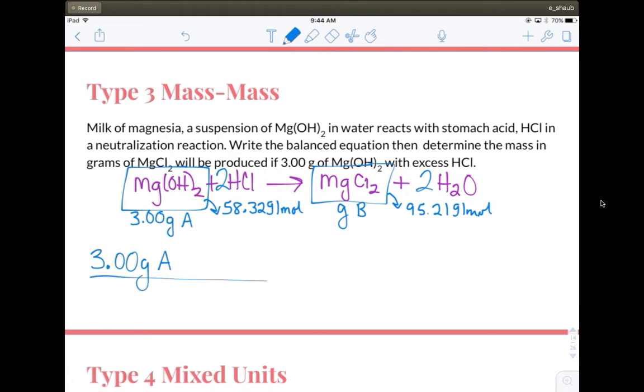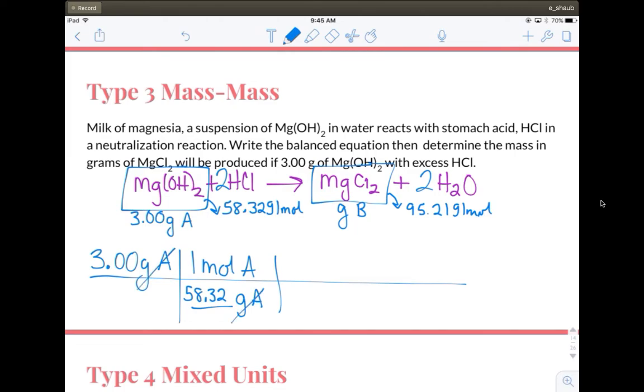All right, so the first thing I need to do is get rid of grams of A, which means I need to use the molar mass. So for every blank grams of A, I have 1 mole of A. So that's where I'm going to plug in the 58.32 because that's the molar mass of A. So that gets my grams of A to cancel.